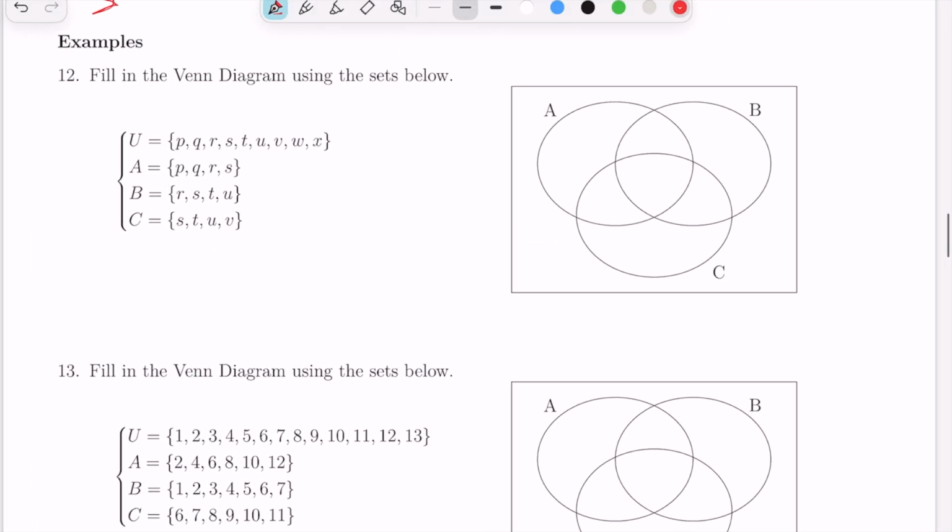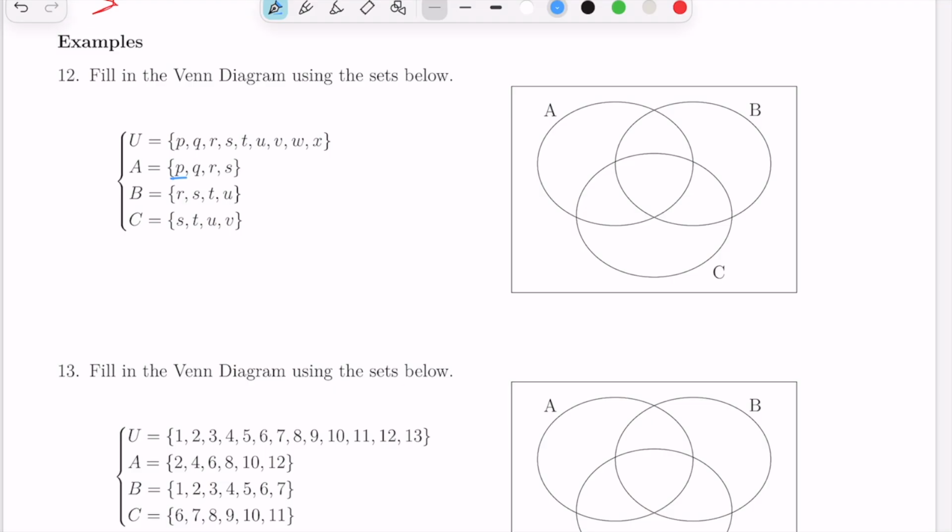Let's fill these in. Again, there's several ways to do it, so whatever way makes the most sense to you. I think this time I'm going to start just with the elements that are in A. If you want to start with the universe and identify where every one of these goes, do that. I know I'm doing it a slightly different way each time, but that's because I hope at least one of these makes sense to you.